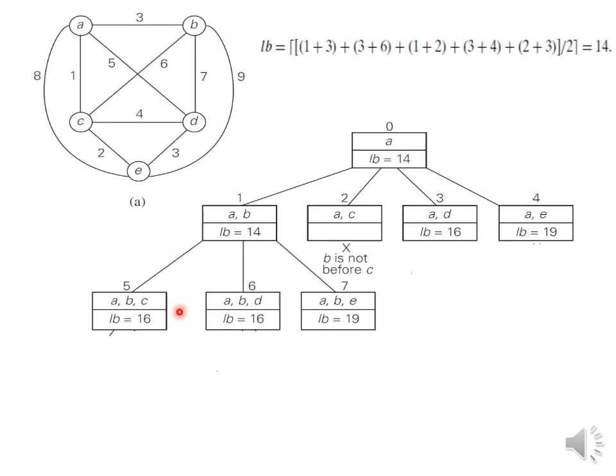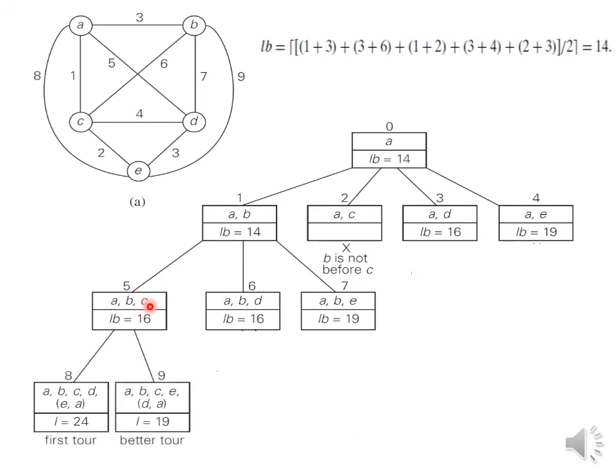Among these, what we can observe is 16, 16. The two lower bounds are the same, so let us expand both. Next, from C we need to go to either D or E. So two choices here: going to D and going to E. Once this is done, we don't have any other choice. From D we need to go to E only, then coming back to A. Similarly, once we go from C to E, only one node is remaining, nothing but A. Then we need to come back to A.